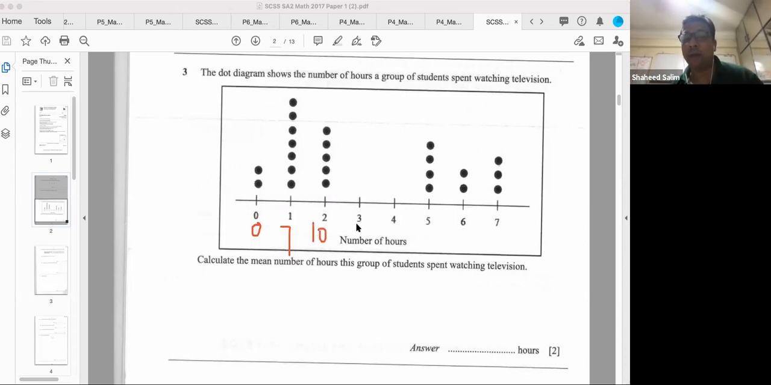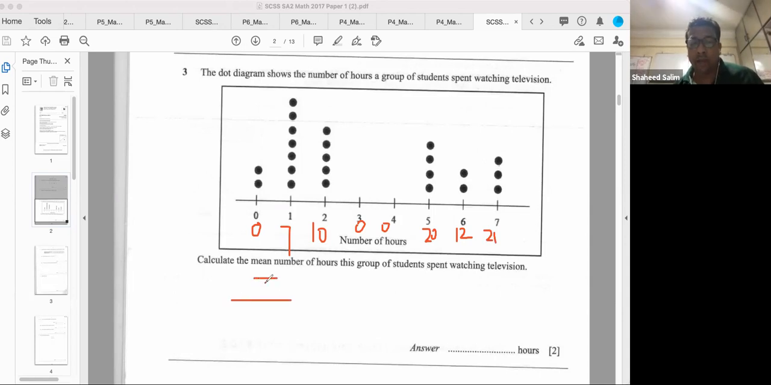This one, how many hours do they watch? 0. This one 0. This one? No, 5. 4 persons, they watch 5 hours. 20, good. Next one: 2 persons, 6 hours. 12. Next one, 3 persons. 21. Good. So you must add up.